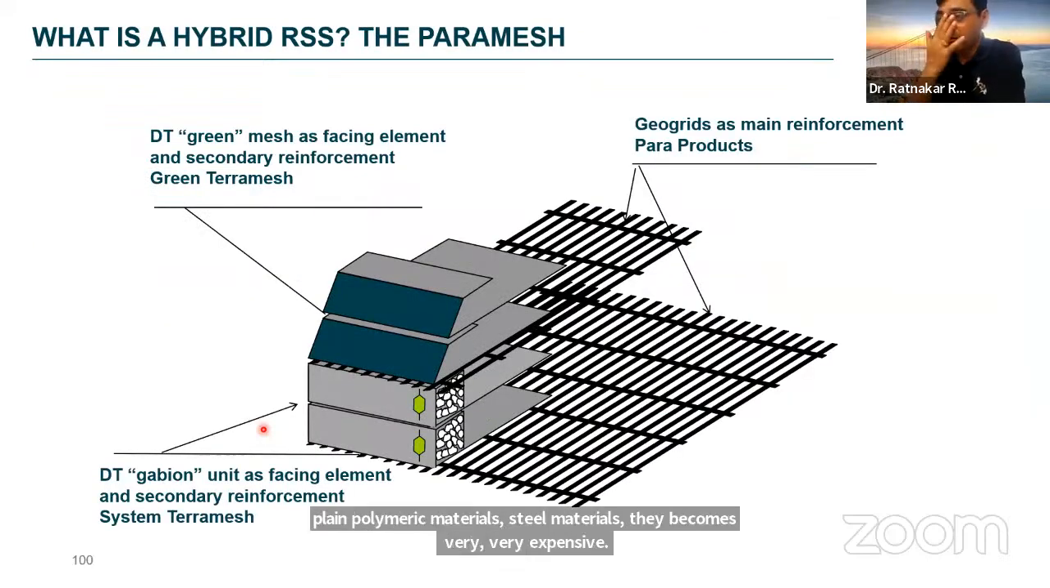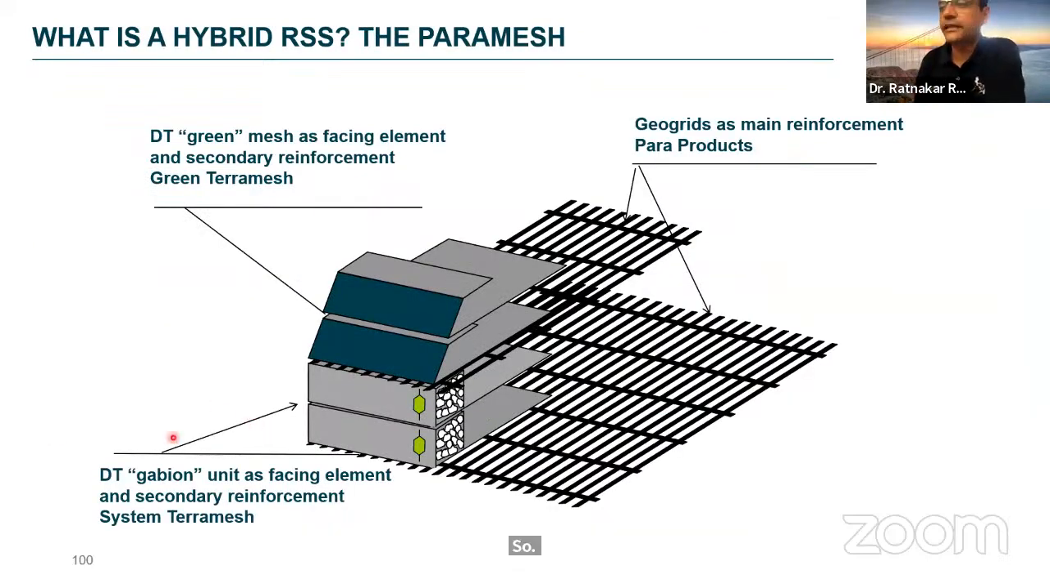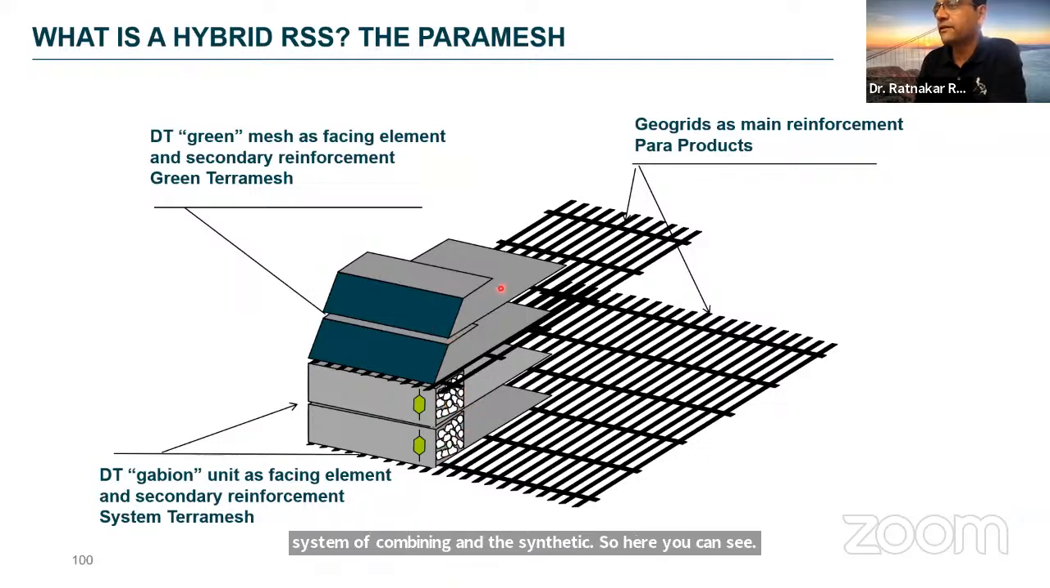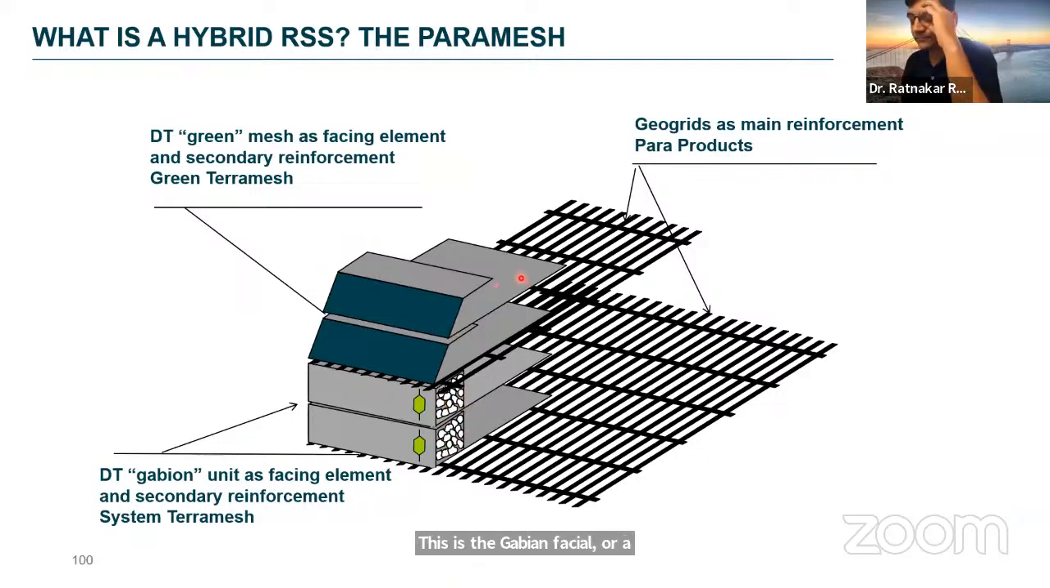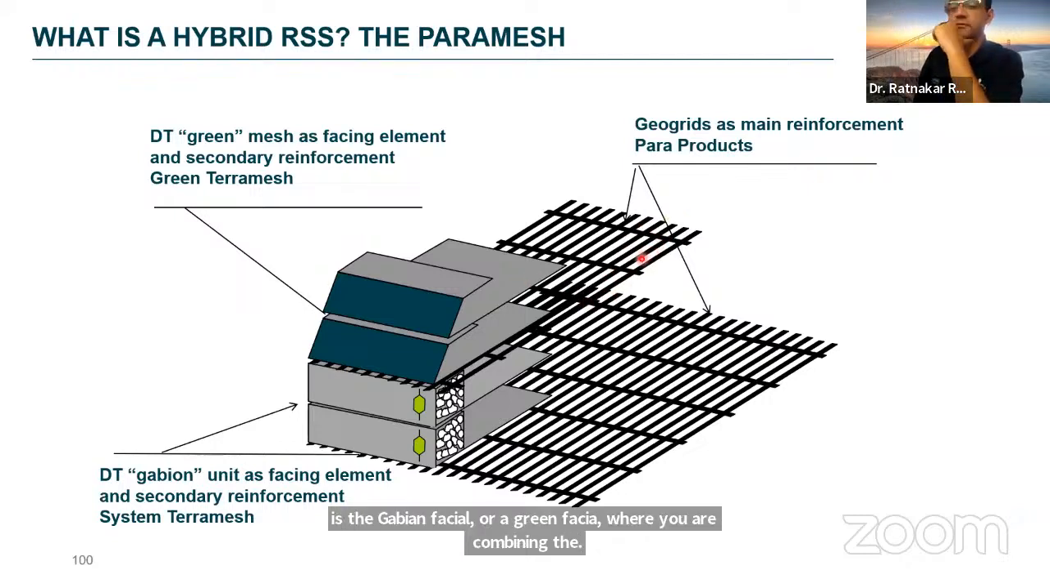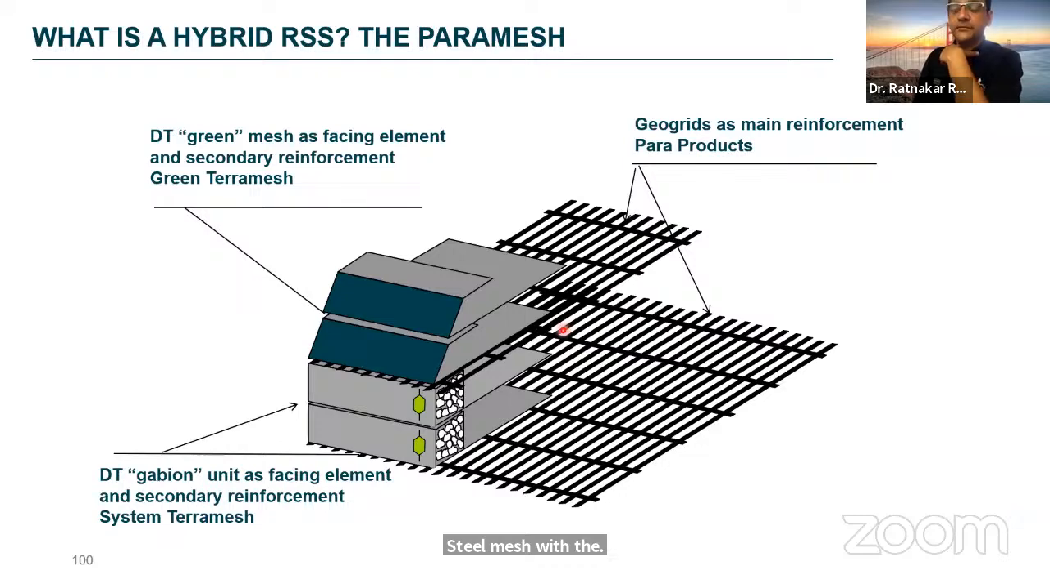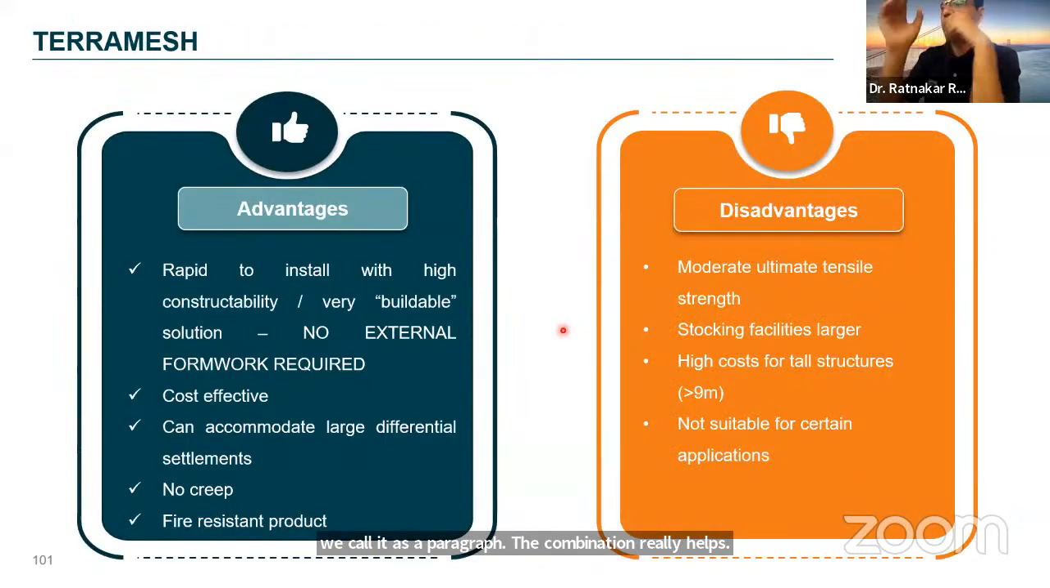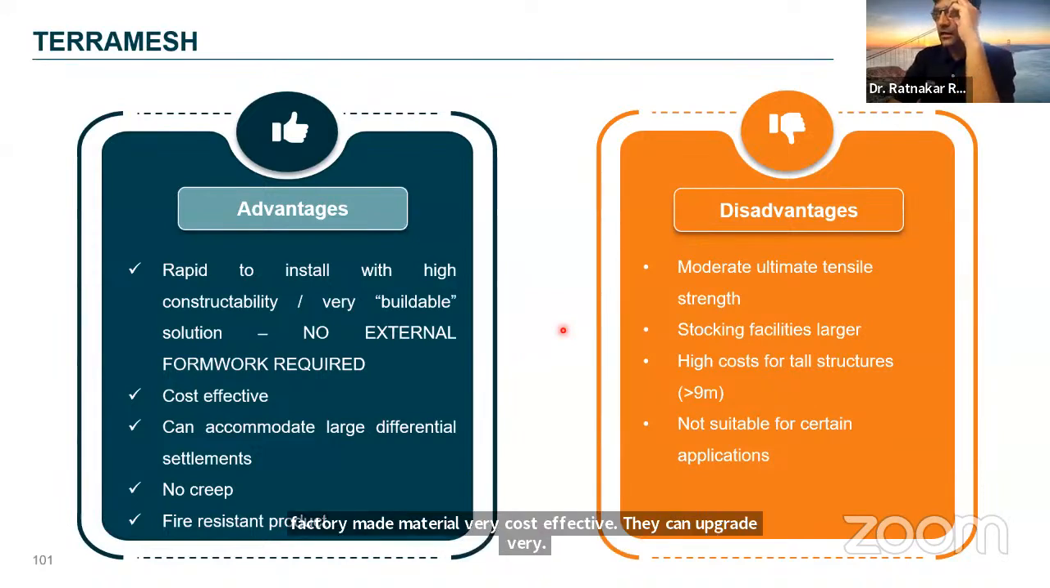So the system of combining the steel mesh and the synthetic. So here you can see this is the Gabion fascia or a green fascia where you are combining the steel mesh with the polymeric geogrids. We call it paragrids. The combination really helps in optimizing the cost and the construction. So of course, they are factory made material, very cost effective. They can accommodate very high differential settlements.